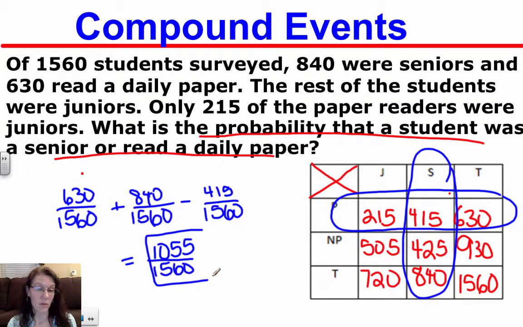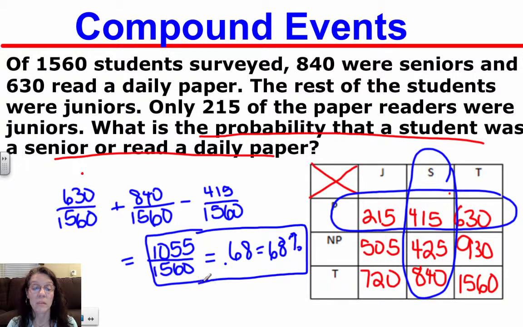Now, if we wanted to, we could divide that out. We could say 1055 divided by 1560, and that's 0.676. Because remember, probabilities can be expressed as a decimal. So it's 0.68 or 68% chance that if you randomly choose somebody that they read the paper or are a senior.